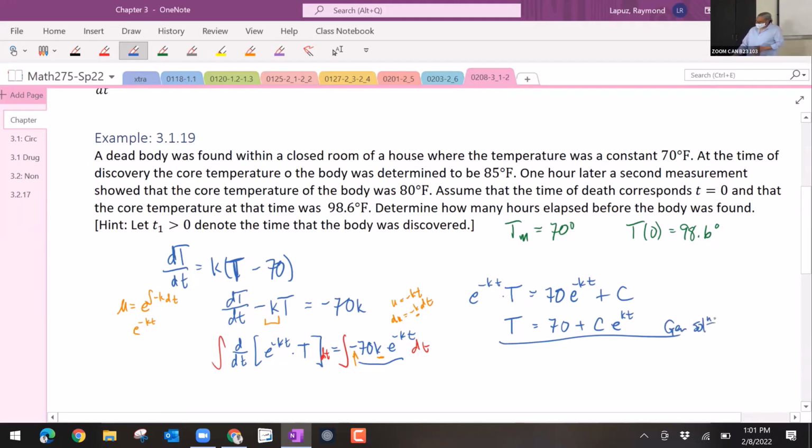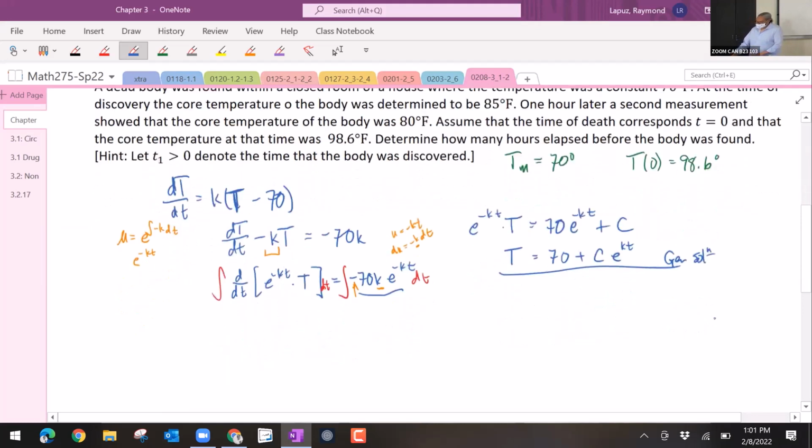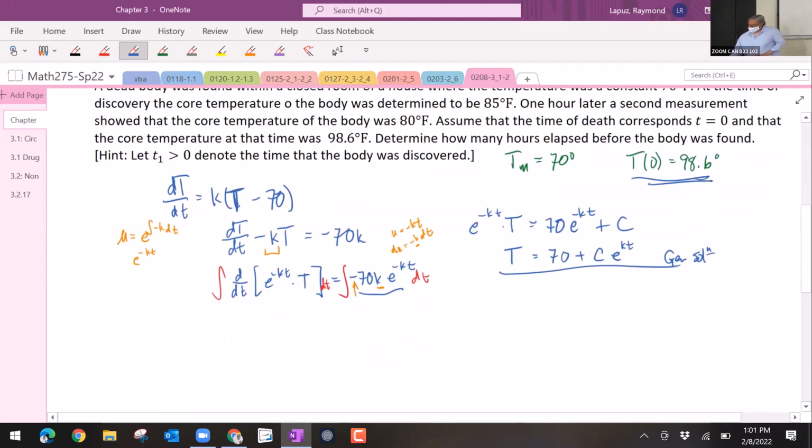But we have an initial condition that we can use. We'll use that initial condition to say that when little t is equal to 0, big T is equal to 98.6. And then that will give us C is equal to 28.6, because e to the 0 is 1, so C is just going to equal 98.6 minus 70. And then that will give us our real, well, whoa, sorry, don't know what happened.